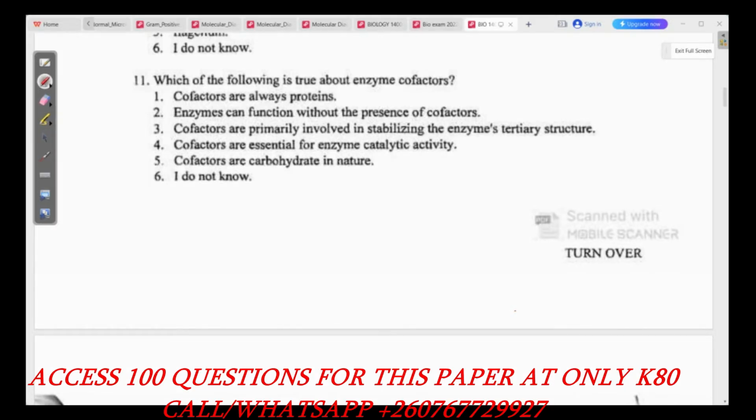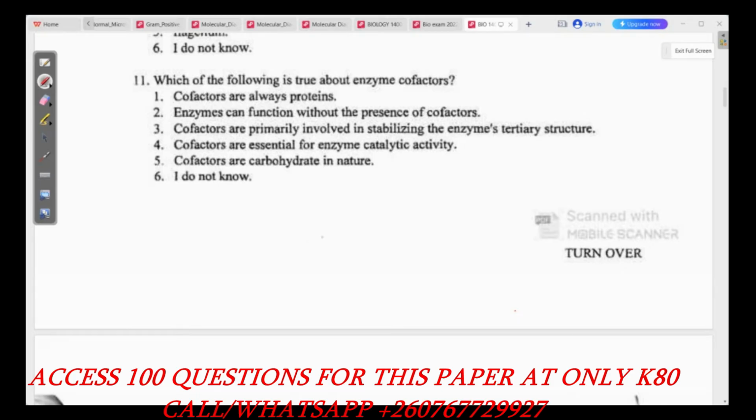Question 11. Which of the following is true about enzyme cofactors? So what are enzyme cofactors? So cofactors, these are non-protein structures which help in catalysis.